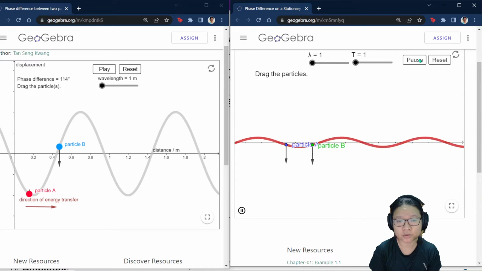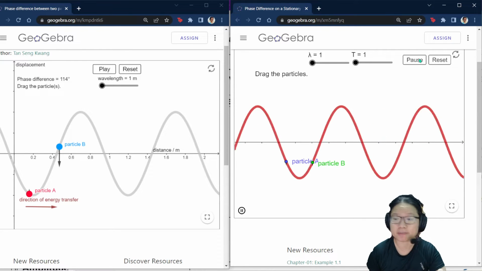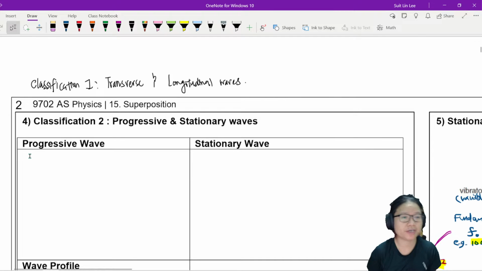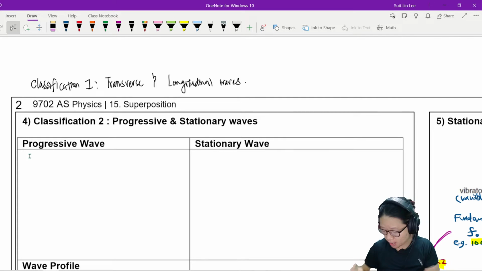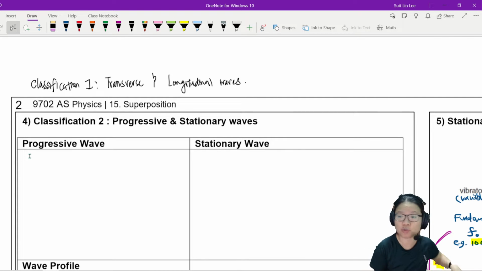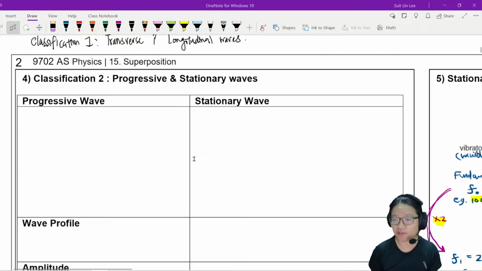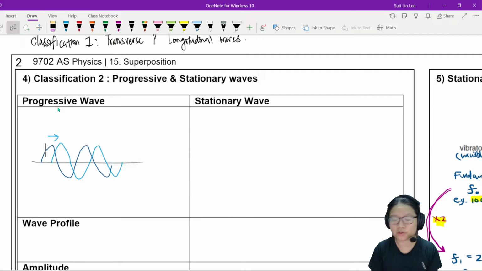So we're going to compare this, and we're going to draw that in a table. Again, waves can be classified into transverse or longitudinal. That's the first classification you learned in the previous chapter. In this part, we are going to look at the second classification, which is progressive versus stationary or standing waves. So let's look at progressive waves. On one side, we know that the progressive wave's wave profile will shift. I'm going to draw those snapshot pictures that I told you just now. So this is an example.